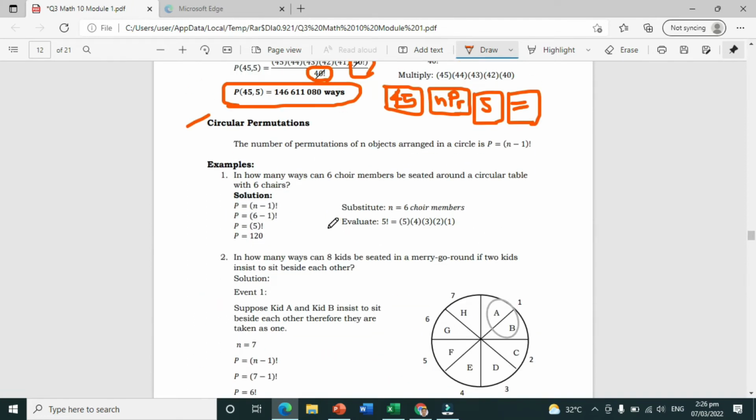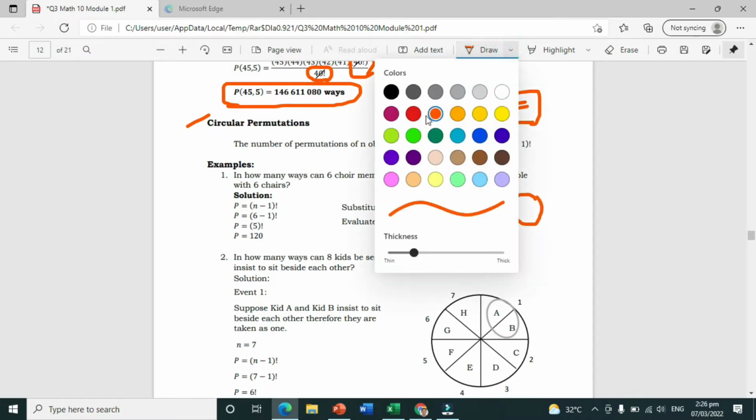Okay, so let's proceed sa circular permutation. Madali lang din to. Circular permutation, the number of permutations of n objects arranged in a circle. So that is in the formula P equals n minus 1 factorial. Question number 1. In how many ways can 6 choir members be seated around a circular table? So, kung ito yung circular table, 6 sila na nakaupo daw dyan.